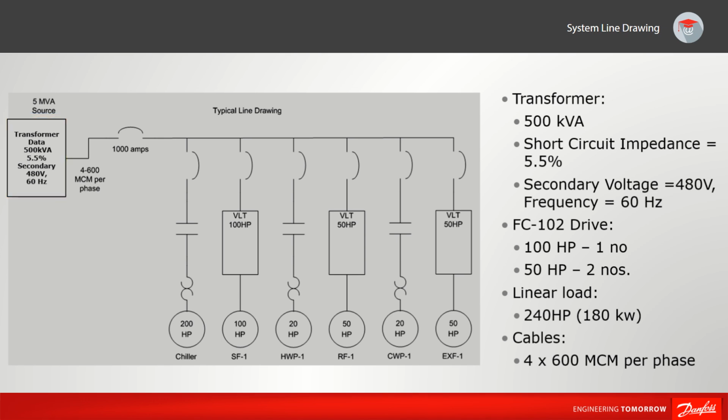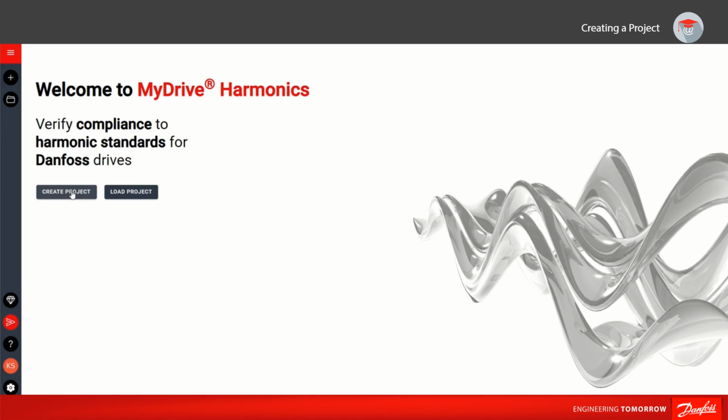The transformer is connected to a 100 horsepower VLT FC102 drive and 250 horsepower FC102 drives. It is also connected to a 200 horsepower chiller motor and two 20 horsepower motors connected to pumps. In total, we have a 240 horsepower or 180 kilowatts linear load. I'll click the Create Project button and start filling in the information.